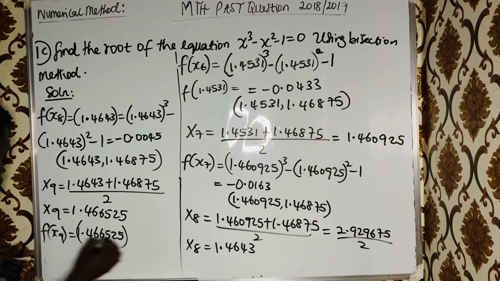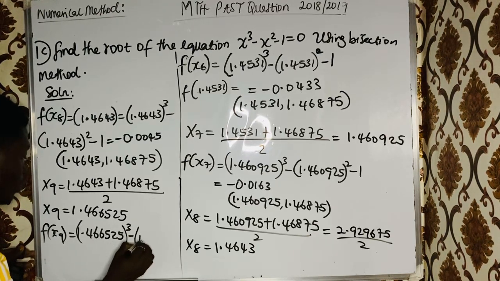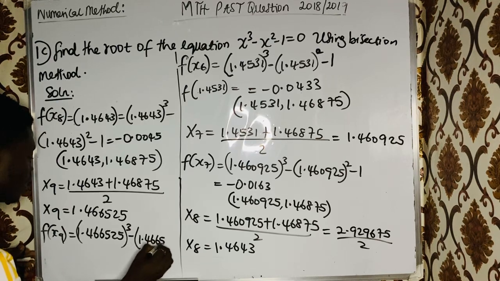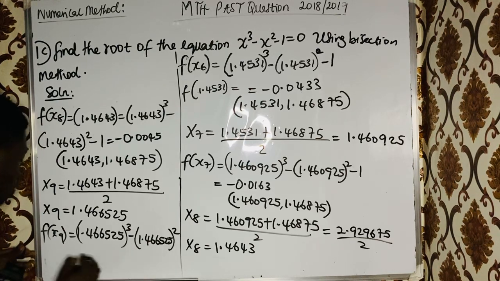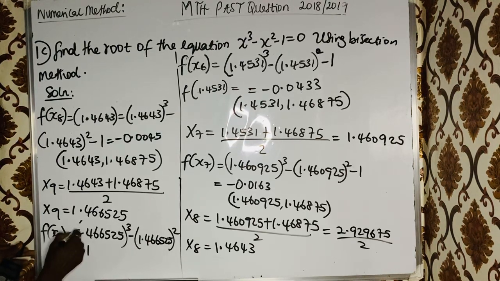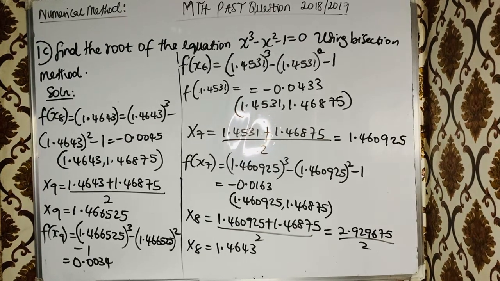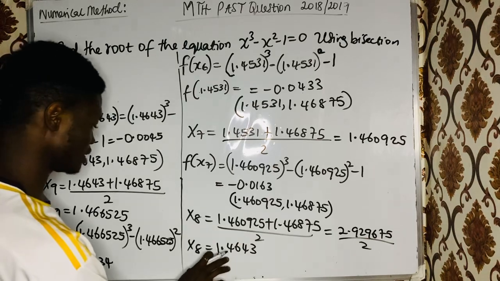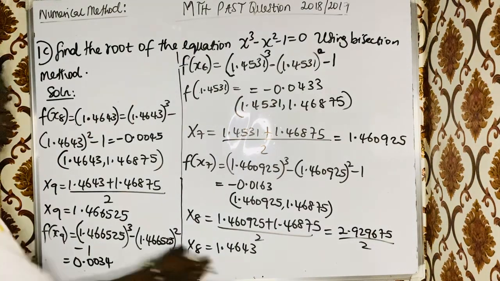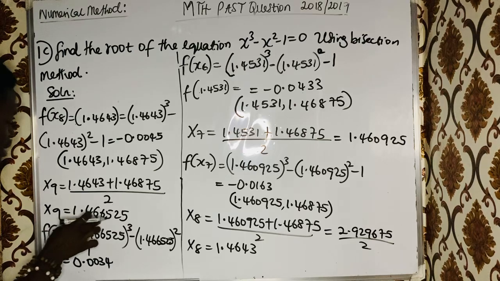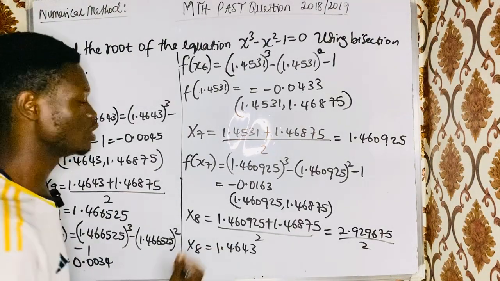1.466525 cubed minus 1.466525 squared minus 1. So do it, and you get this value. So if you notice, we have gotten our f of x9, which is this. So if you keep on iterating, we'll be getting values. Now if you notice, at this x9 and x8, they are similar. So we are getting 1.46 something something. We are getting 1.46. So they are close.